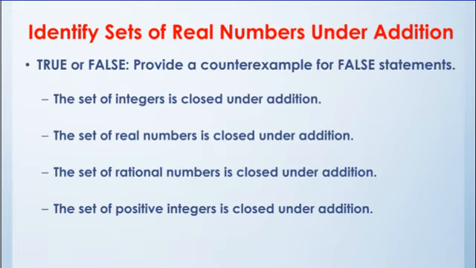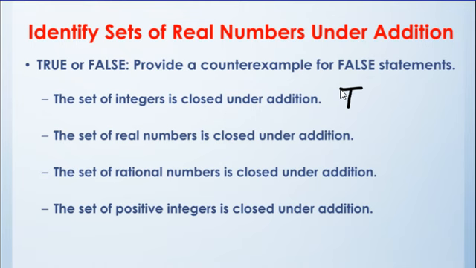Next part, we've done some with closed statements. Here we're going to determine if each statement is true or false. If it's false, provide a counterexample. So the set of integers is closed under addition, which means you add two integers, you get an integer in the end. That is true. If you add two integers, you're always going to get an integer.